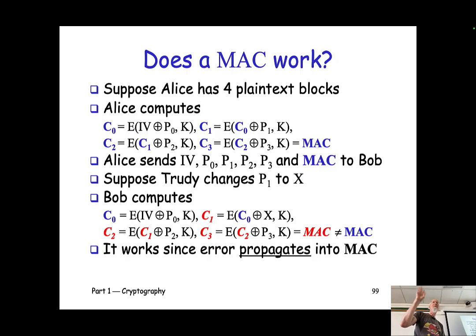Okay, so you need to know that. Again, CBC mode encryption. I can just guarantee you it's going to be on the test in some form or another, either as a MAC or as CBC mode encryption or both.